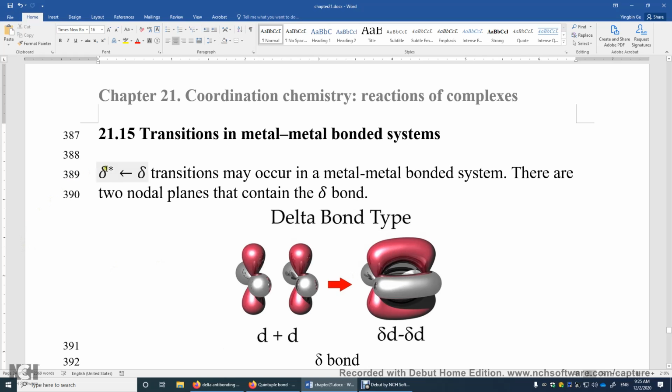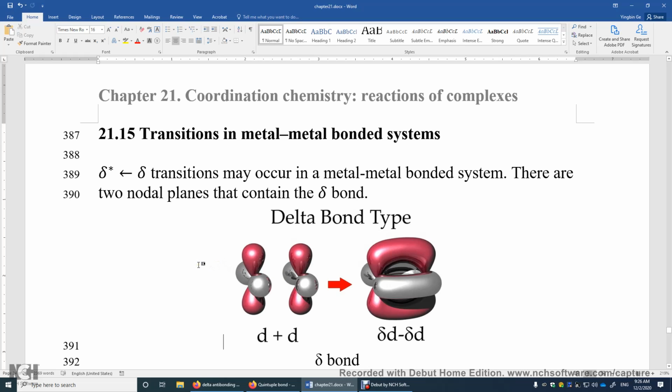Now, if you look at delta star, there's going to be a third nodal plane between the two transition metal centers. The third nodal plane does not contain either of these two centers. The third nodal plane is perpendicular to the bonding axis. All right?